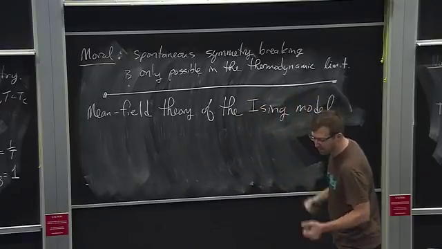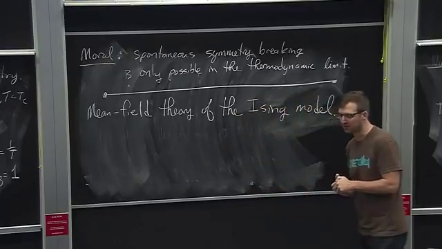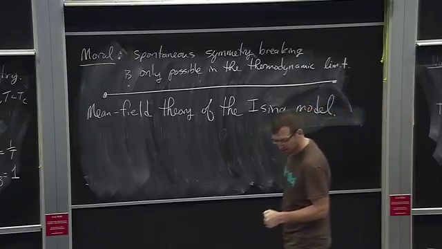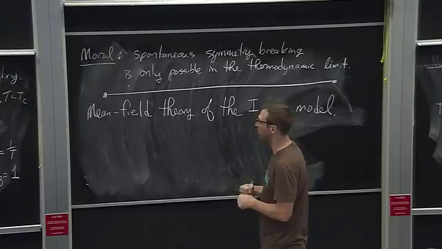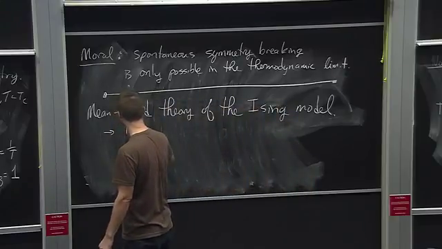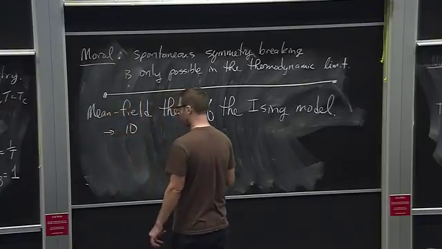Okay, so in 1D, you're going to do a transfer matrix calculation. In 2D, there's an exact solution to an Ising model, but that we're not going to do, which essentially was done by Onsager.